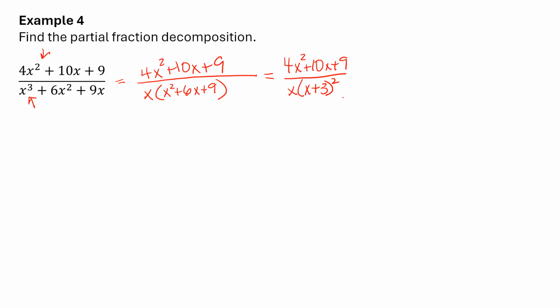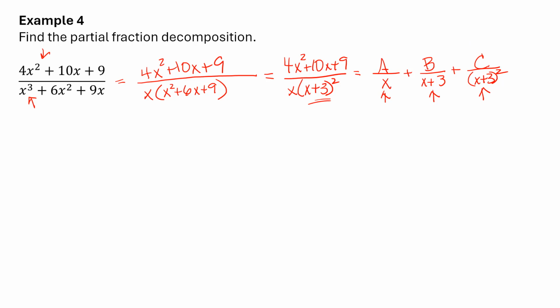And we can see that we have 3 factors in the denominator. We have x, x plus 3, and x plus 3 squared. So we're going to write 3 fractions. One will have x in the denominator, one will have x plus 3 in the denominator, and one will have the higher power, x plus 3 squared. We know that x is linear, so that will have a constant for the numerator. x plus 3 is linear, so we'll have a constant in the numerator, and for x plus 3 squared we will also just have a constant in the numerator.